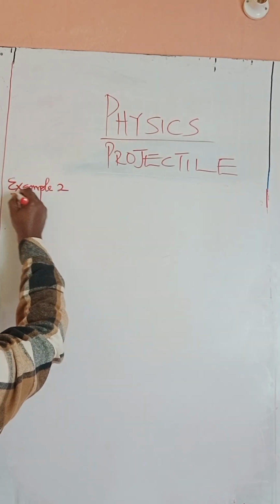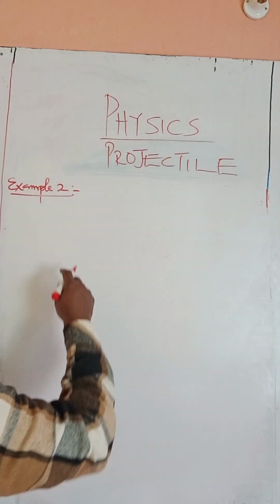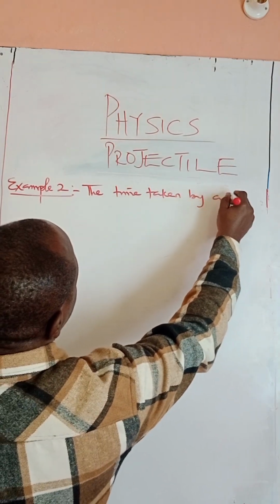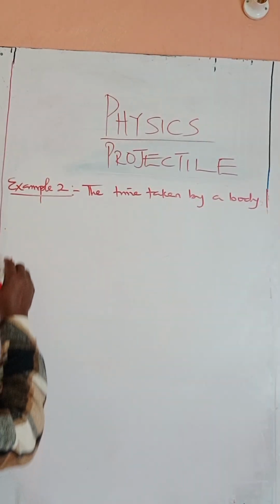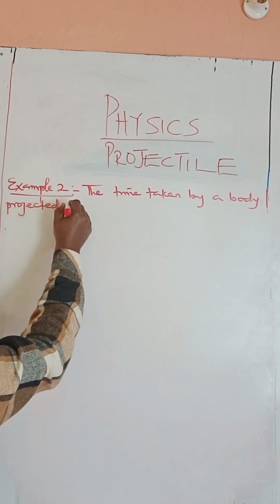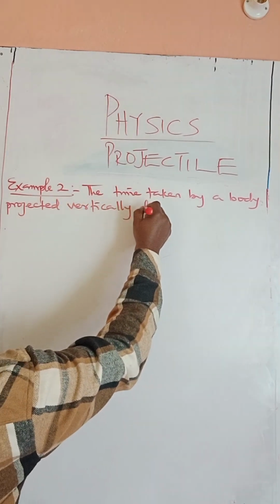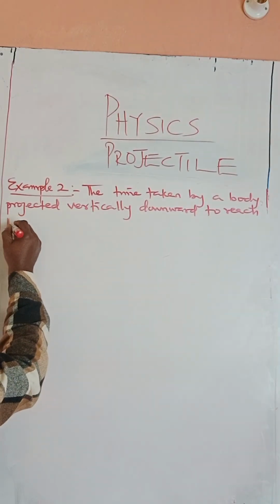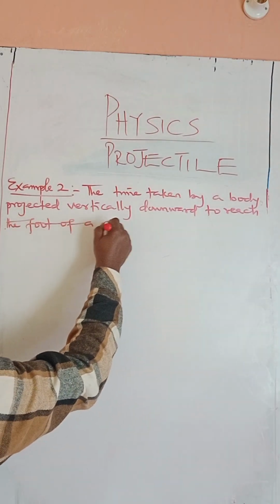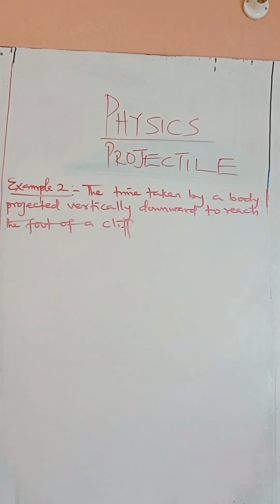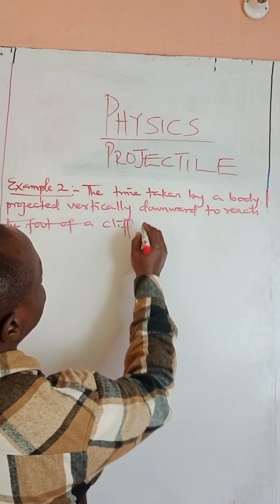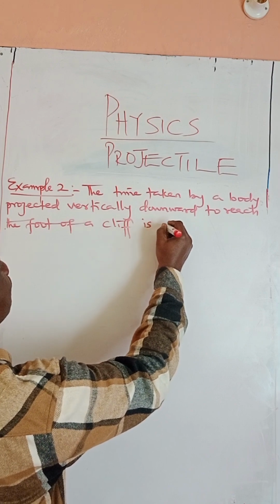Example 2. The time taken by a body projected vertically downward from the top of a cliff to reach the foot of the cliff is, let's say, 2 seconds.